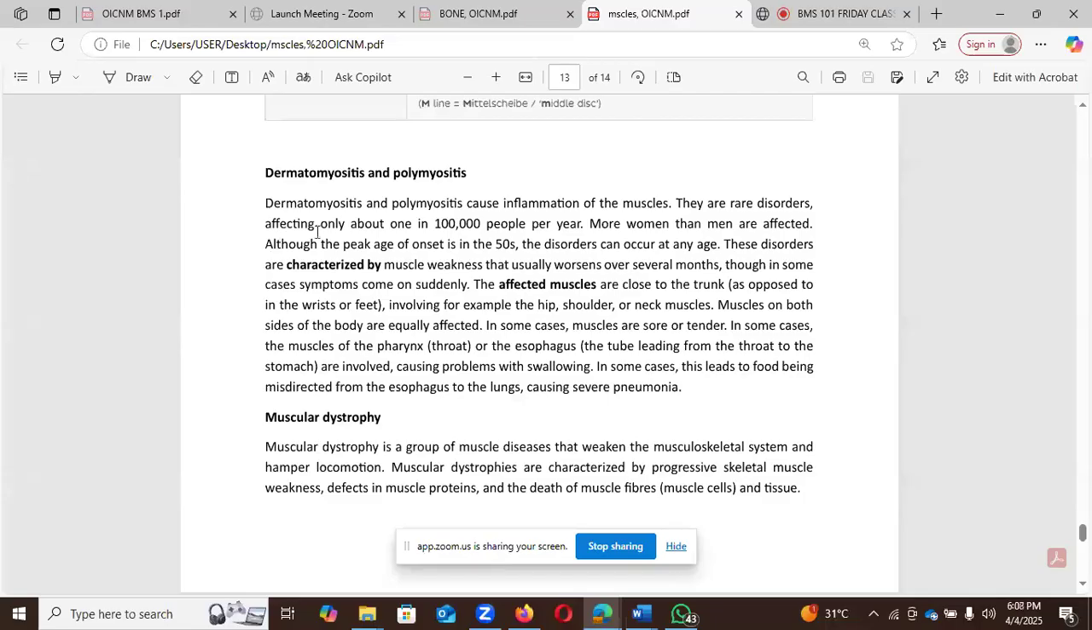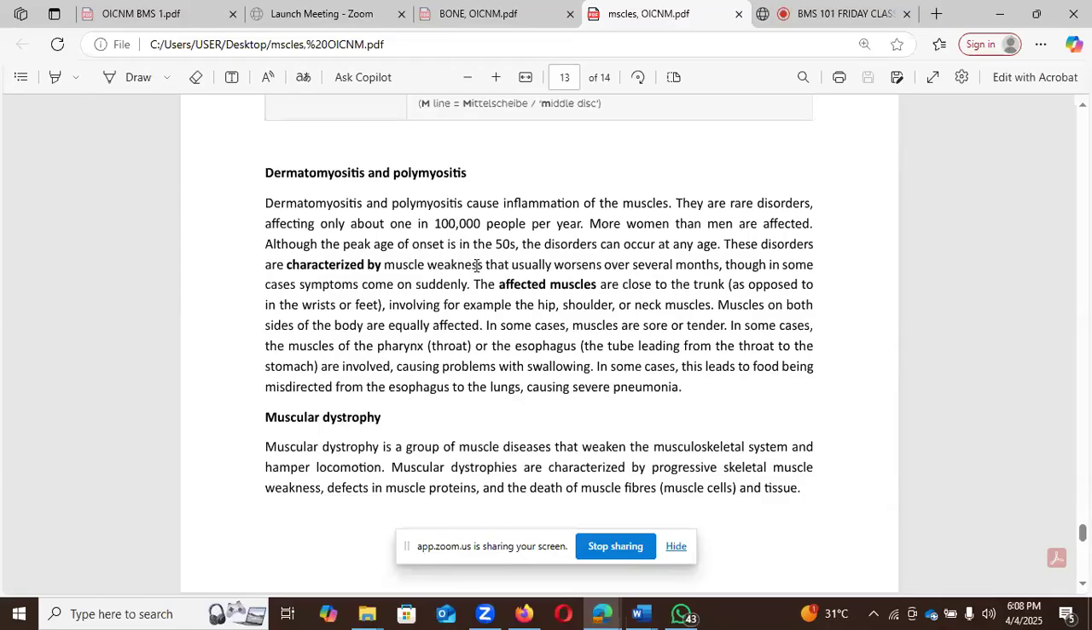Another problem with muscle can be dermatomyositis. Dermatomyositis and polymyositis is inflammation of the muscle. It is a very rare disorder and it affects women more than men. It can occur at any age, but more common in old age, among the 50s. It is characterized by muscle weakness.